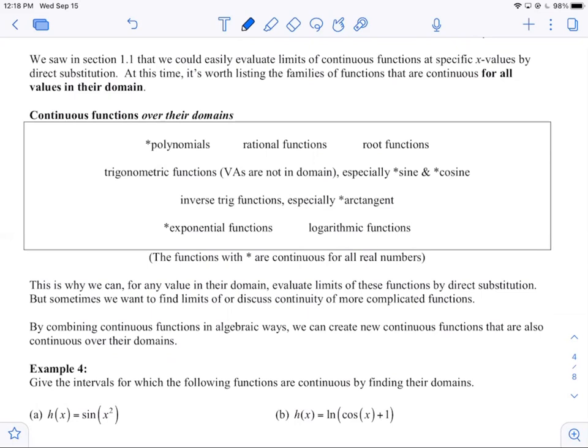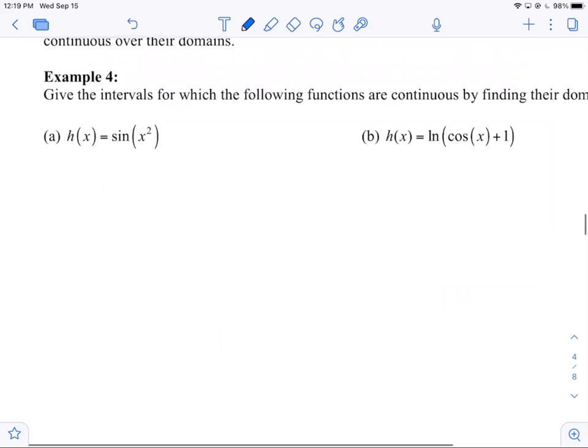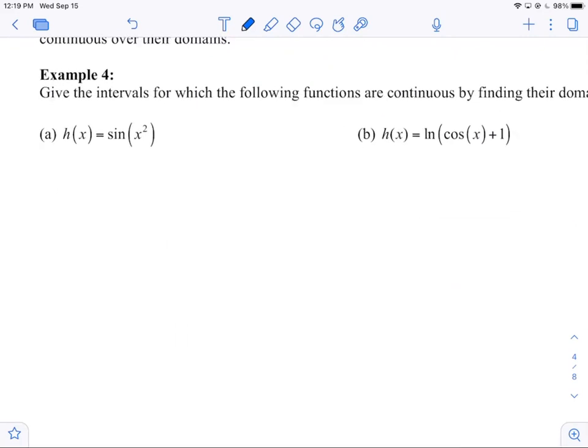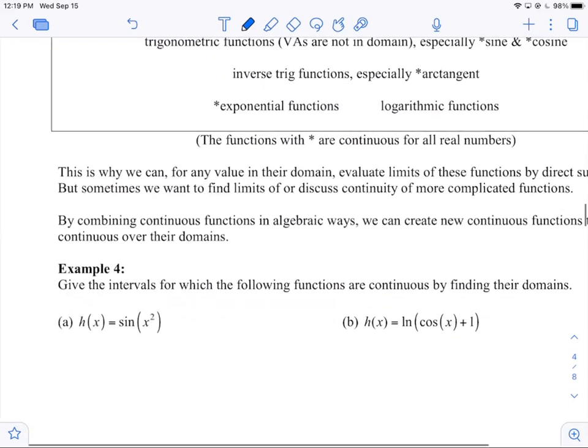So we already talked about those. I think the same ones: polynomials, sine and cosine, exponential functions, and of course, arctangent. Yeah, arctangent. Okay. All right. So let's go ahead and do example 4, which is getting into a little bit of preliminary work for the theorem. Find the intervals, or give the intervals for which the following functions are continuous by finding their domains. Okay. Well, why is that going to work?